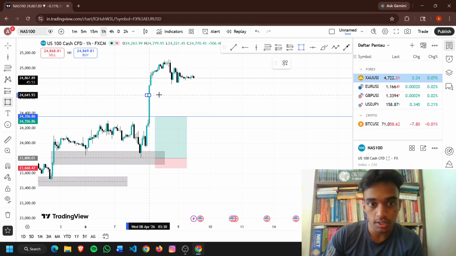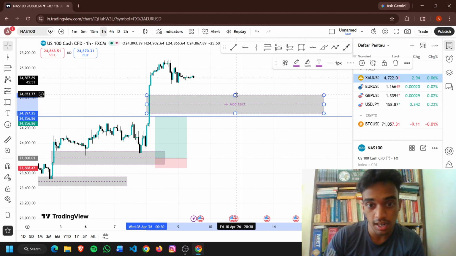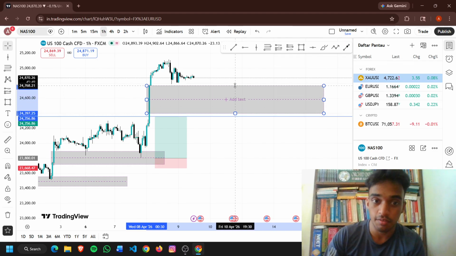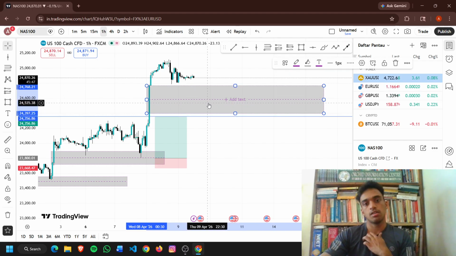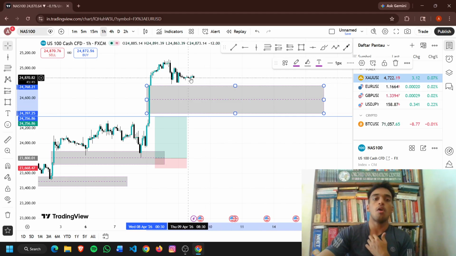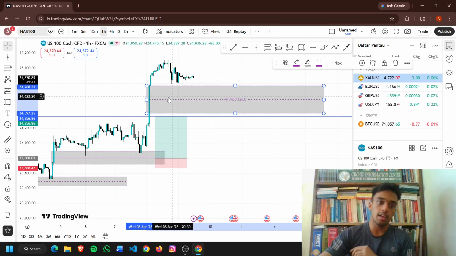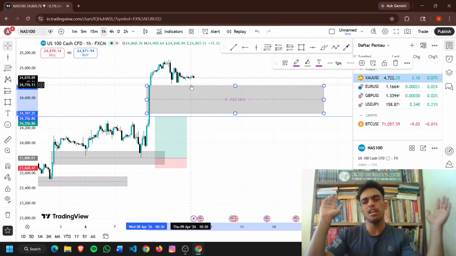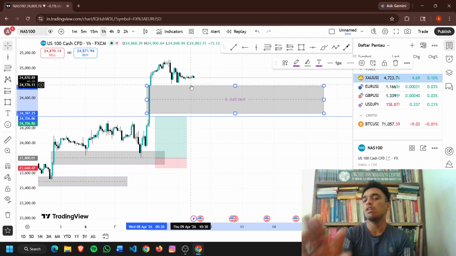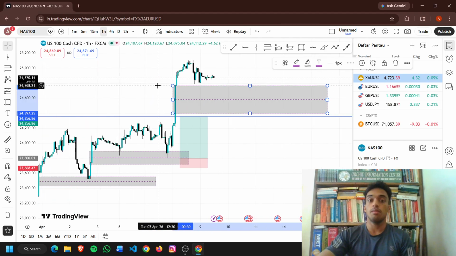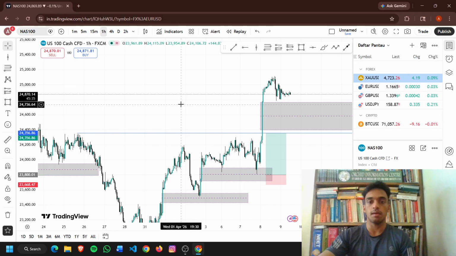Even this gap, it will come and fill. Watch this. This will definitely come and fill this gap. It'll come down and fill it and then go up. Or maybe it will break. I'll tell you, no matter what, it will come and fill it. Most probably, unless something big is happening.